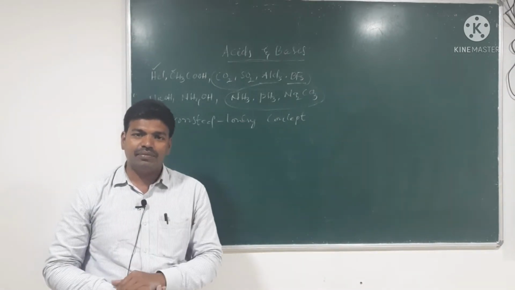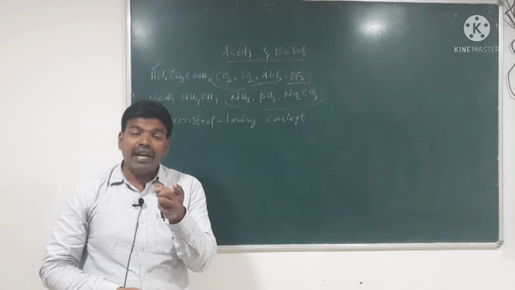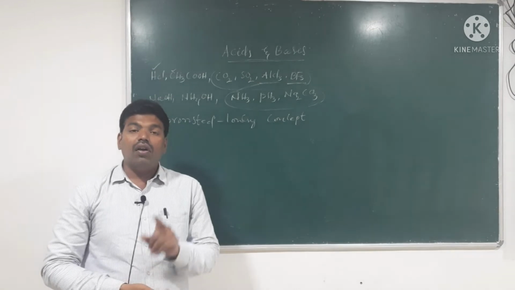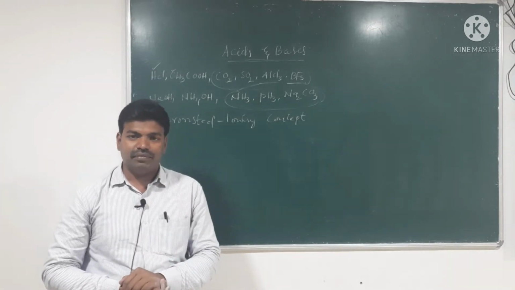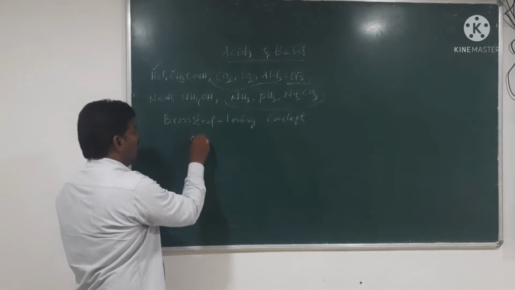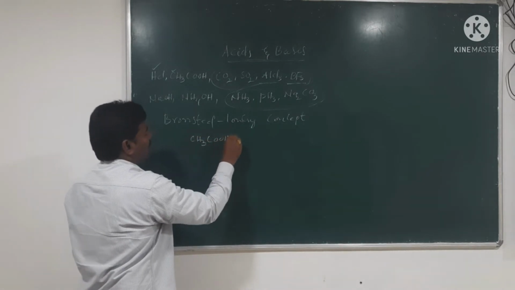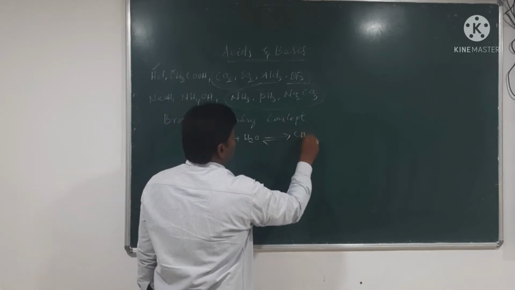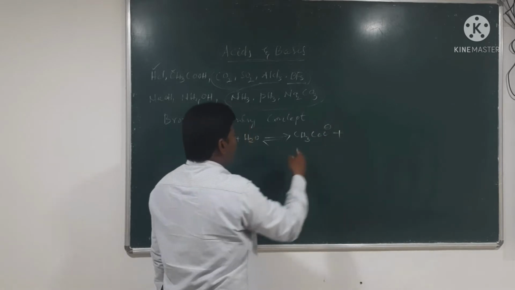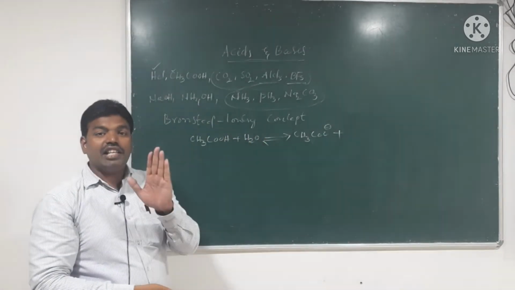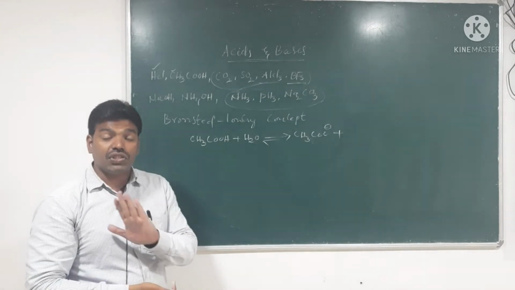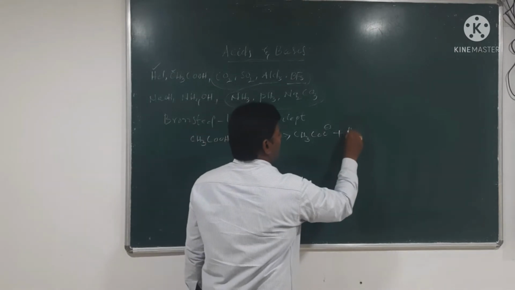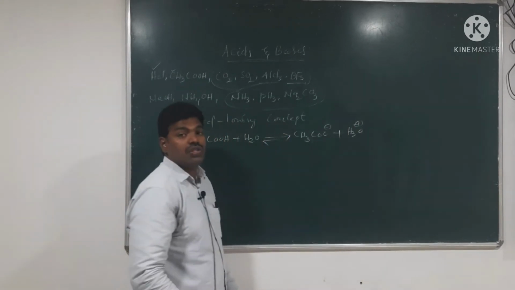Do you catch this point? The proton donated by an acid cannot exist alone, it is always solvated. For example, acetic acid in water can donate H plus ion, giving CH3COO minus and H plus ion, and that H plus ion cannot exist alone. It forms H3O plus ion.